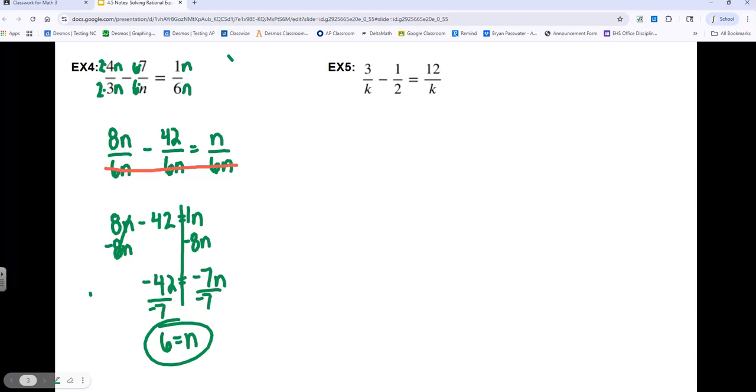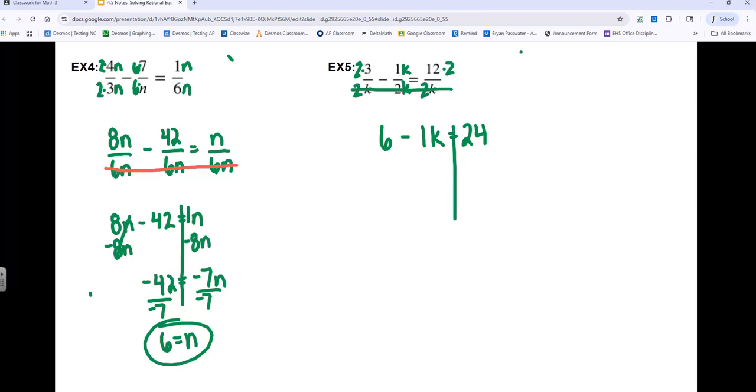Okay. 5 is similar. I want you guys to try 5 on your own. Okay. All right. So for this one, to run through it real quick, you need a 2 in top and bottom here. You need a k in top and bottom here. You need a 2 in top and bottom here. Now you got 2 k's in the bottom for everything. So you have 6 minus 1k equals 24.